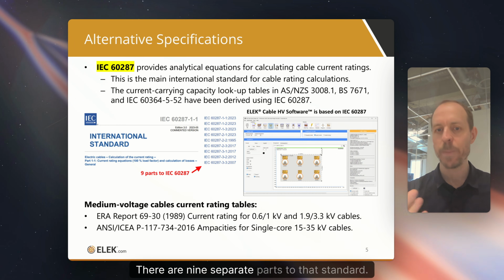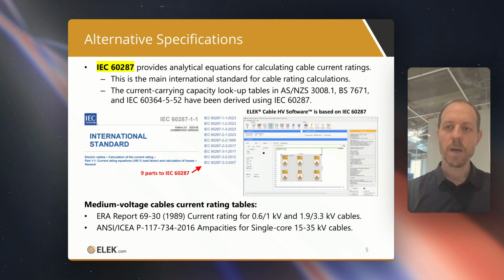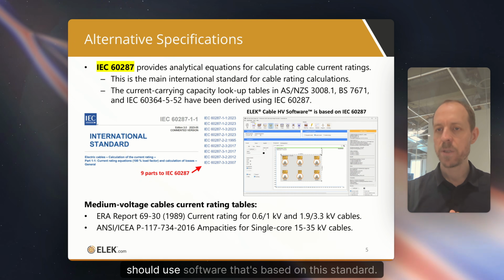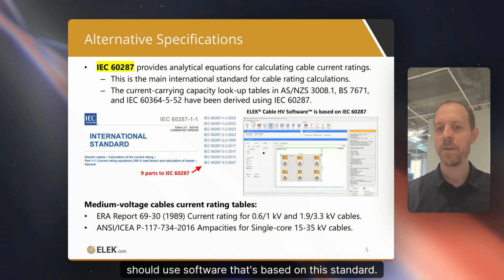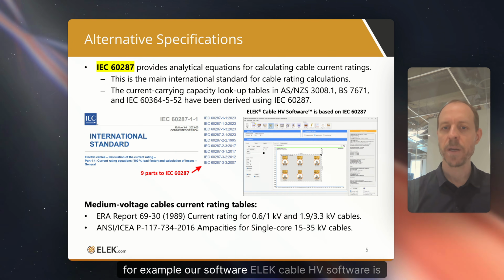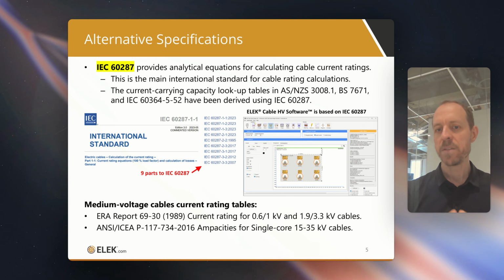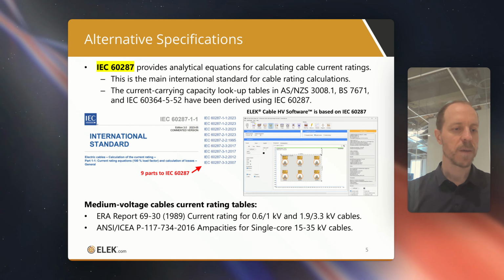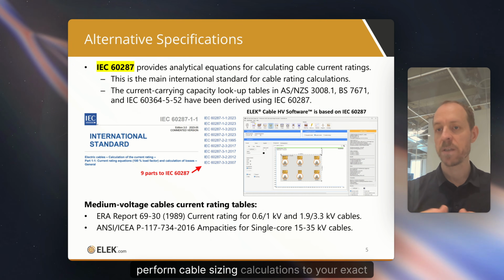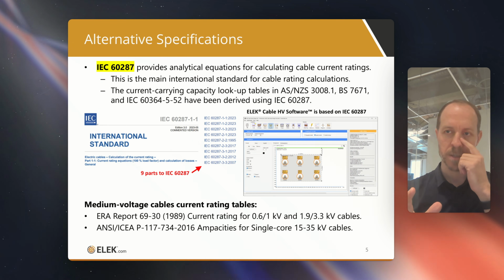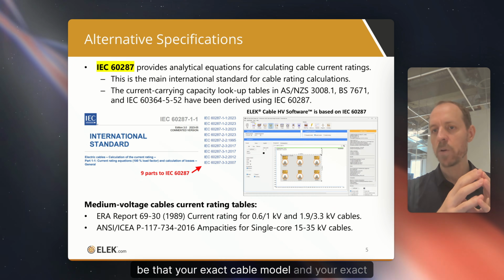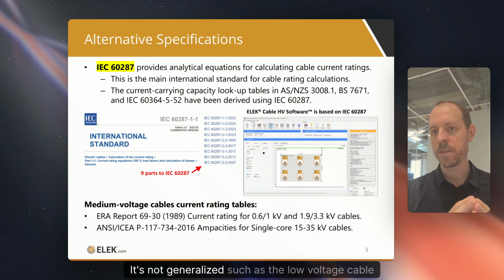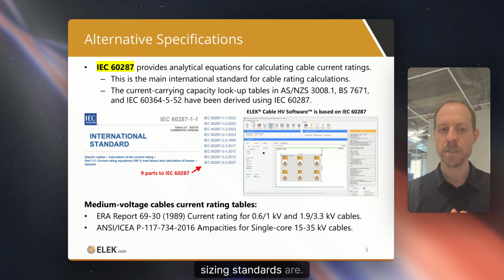That standard IEC 60287 is really quite complicated. There are 9 separate parts to that standard. If you want to do a more accurate calculation, you should use software that's based on this standard. For example, our software, ELEK Cable HV, is based on that standard, and it can perform cable sizing calculations to your exact specifications, be that your exact cable model and your exact installation conditions. It's not generalized such as the low voltage cable sizing standards are.